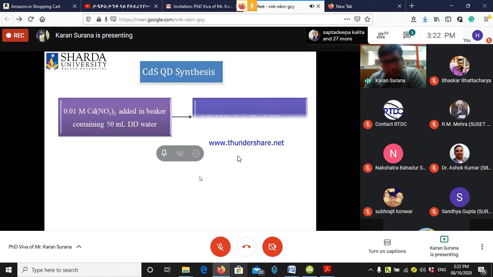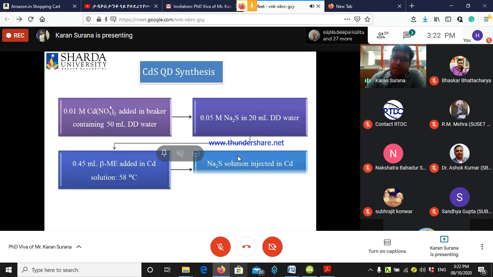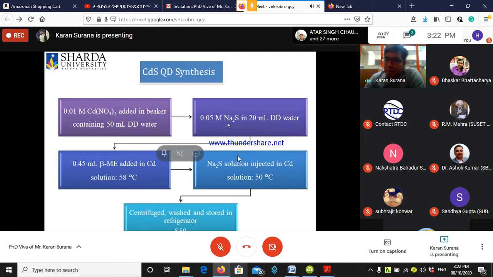For CdS quantum dots, again the precursor chosen for cadmium was cadmium nitrate. The sulfur precursor was kept the same, sodium sulfide. Here also, the capping agent was added with the cadmium precursor, followed by adding the sulfur precursor. The final reaction temperature was 50 degrees centigrade. The QDs were washed, centrifuged, stored in the refrigerator and named S50.